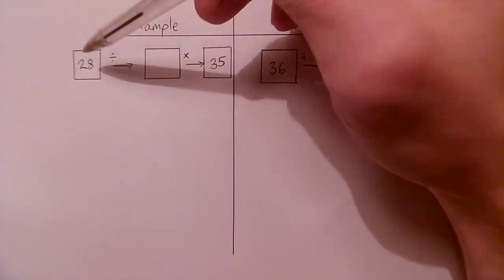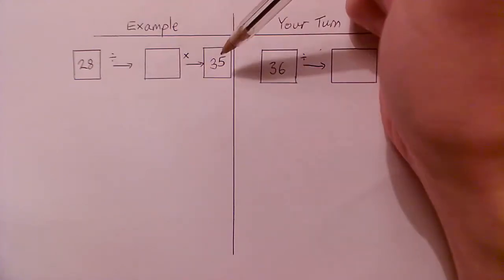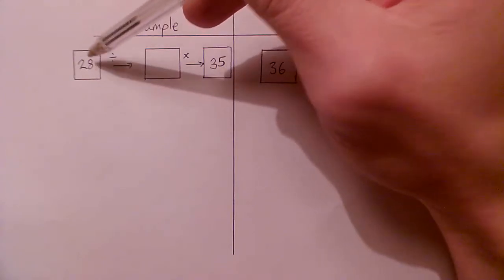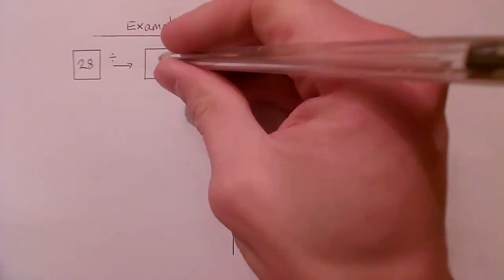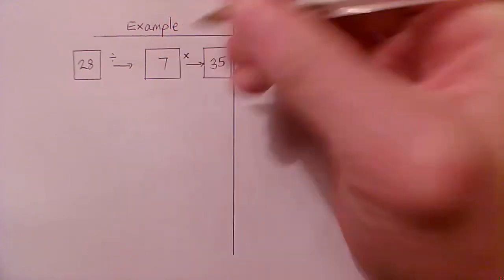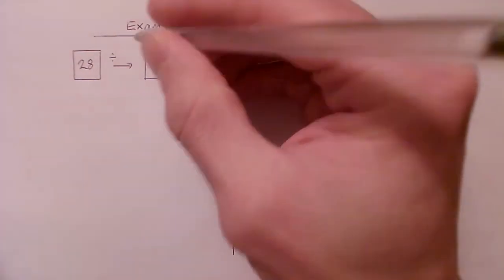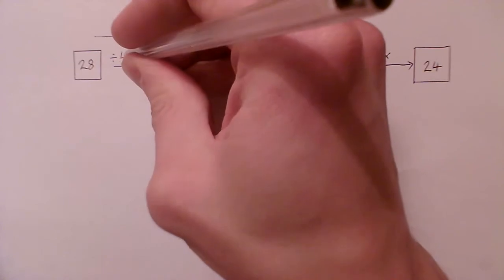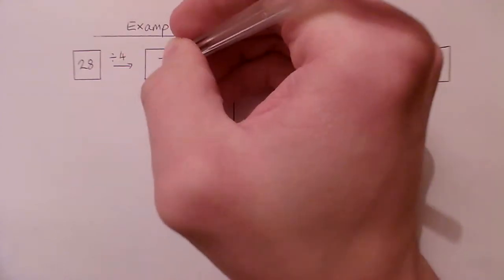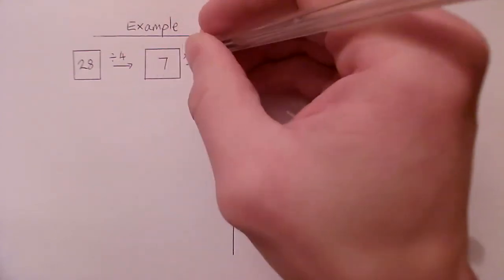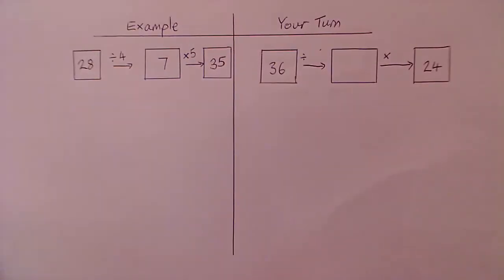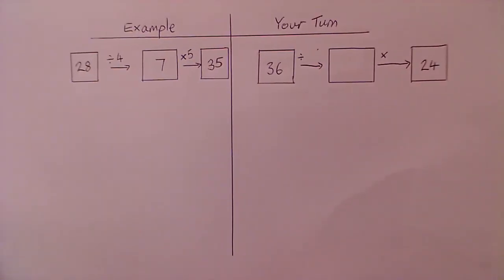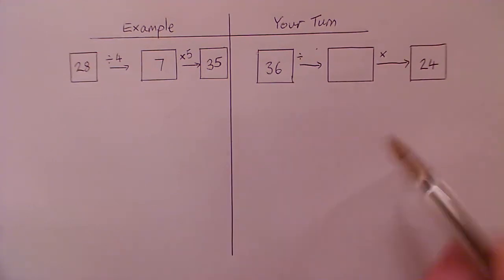Well, you could check 28's in the 4 times table, but 35's not. 28's in the 7 times table. 35 is. So we're going to use that to help us. They're both in the 7 times table. Well, 28 divided by 4 would give us 7. And then 7 times 5 gives us 35. And we've solved this little puzzle that we had to solve. We've managed to fill in the missing operations in the missing boxes.